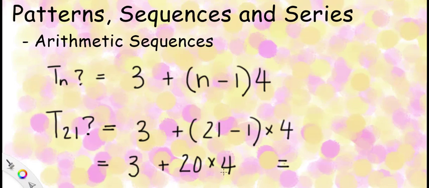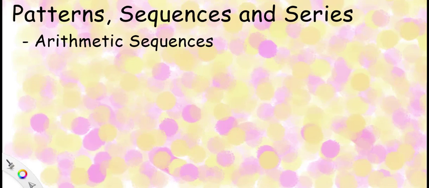20 times 4 is 80 plus 3. So term 21 of this sequence is equal to 83. Pretty simple, right? Yes. And then the second last question, apologies, is the number 119. What term is it going to equal? If you have 119, how do you solve for the term that it is?